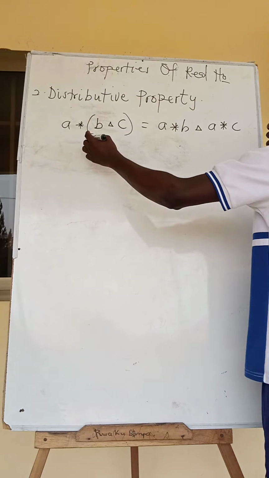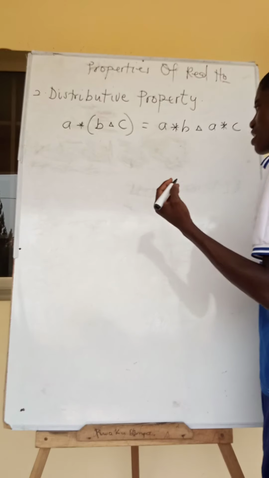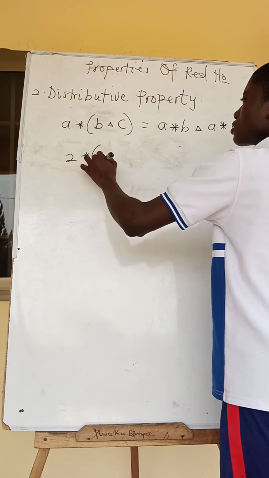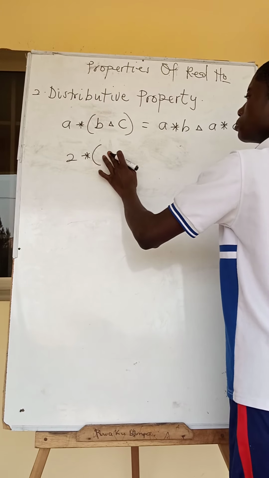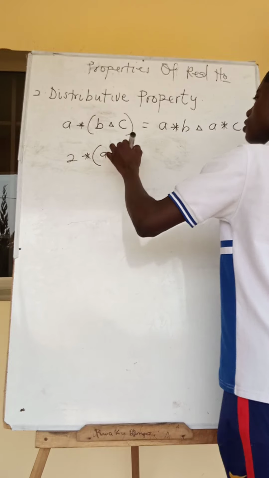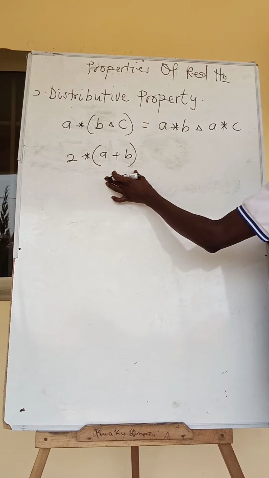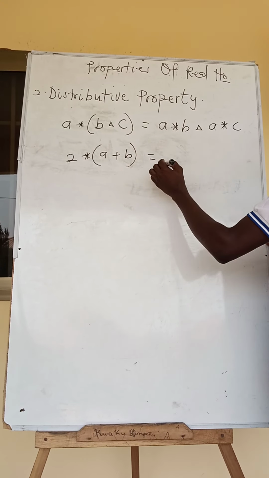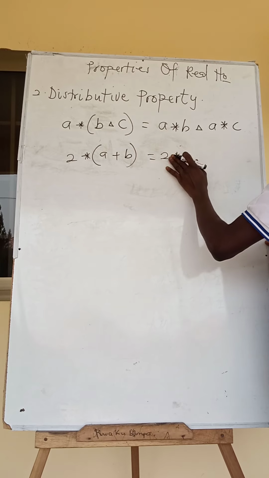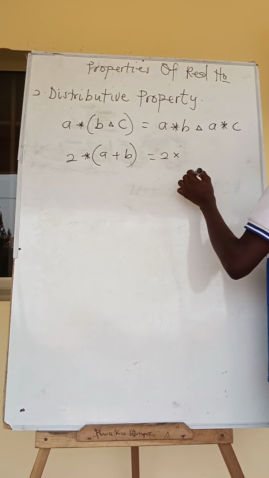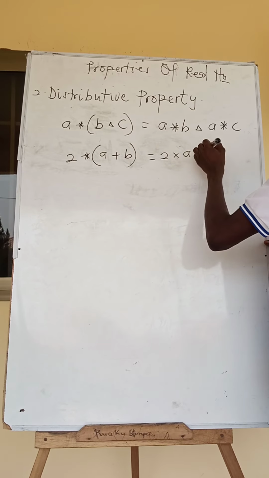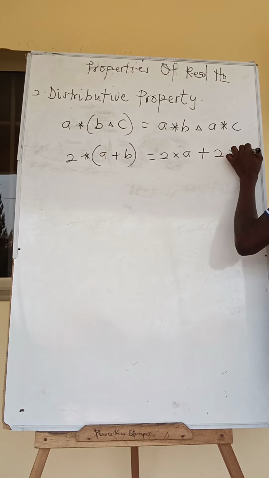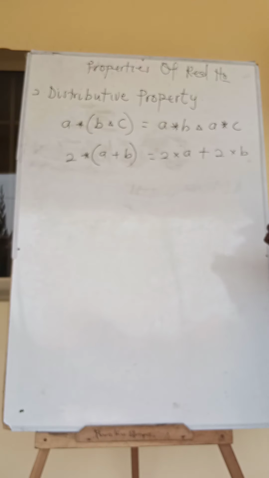Let me break this down for you. If you have something like 2 times (A plus B), and you want to distribute, the 2 is multiplying A and it is multiplying B at the same time. So your 2 is going to multiply A, then you bring the sign, then your 2 will multiply your B. So that's distributive. You are distributing it.